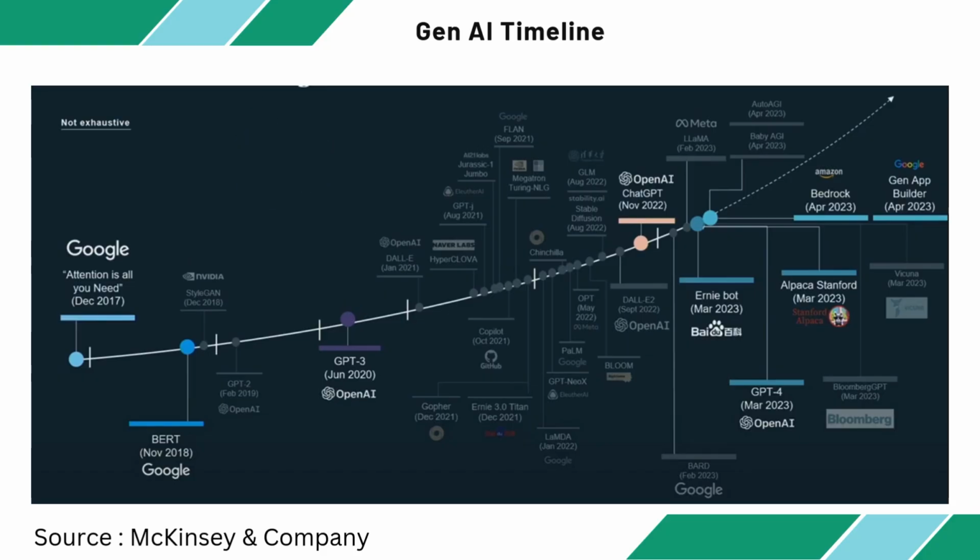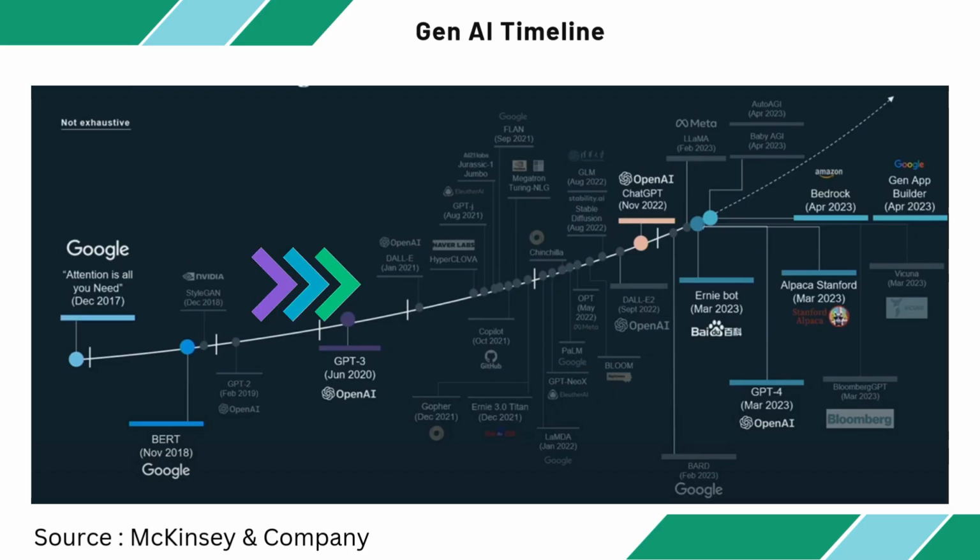Then in 2018, Google came up with Google BERT. And as you can see here, a few things happened in OpenAI. OpenAI came up with GPT-3 in June 2020, and then in November 2022, it opened ChatGPT to the entire world, and the world got a taste of generative AI for the first time.